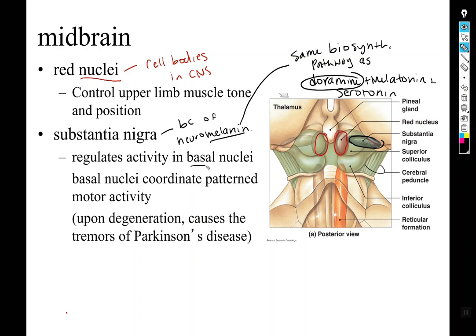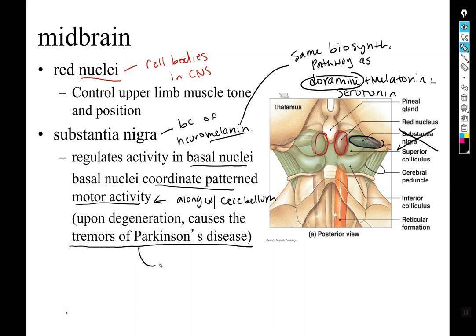the activity of a group of nuclei called the basal nuclei, and these are further up in the cerebrum. The basal nuclei coordinate pattern motor activity along with the cerebellum. Degeneration of the substantia nigra, so if this goes away, you no longer get dopaminergic regulation of the basal nuclei, which results in uncontrolled movement. So the tremors of Parkinson's disease are derived from central nervous system issues, not from peripheral nervous system issues.